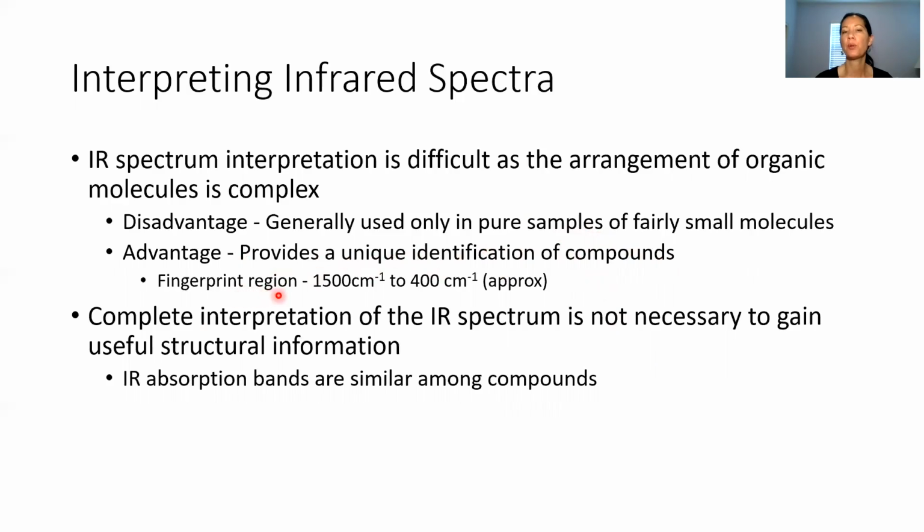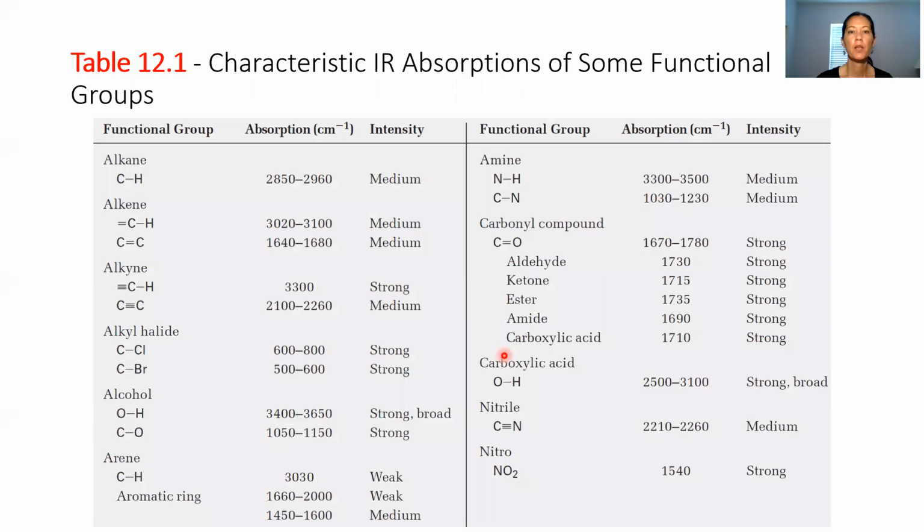There's a whole fingerprint region to the IR. But as you've seen in your interpretation of IR spectra in the lab, it's not necessary to interpret the whole spectrum. A lot of times we're just looking at key bands, key diagnostic peaks. Here's a sample table. You also have one from your lab manual. I'm not going to go through all of these. We'll go through them in the next few slides, but come back to this. Use this as a reference.